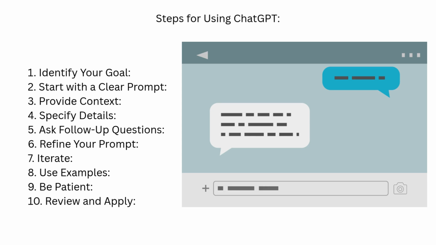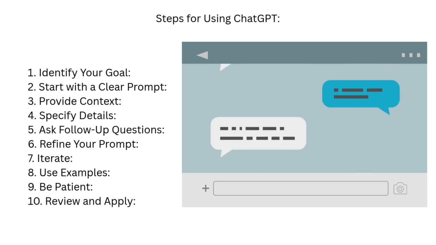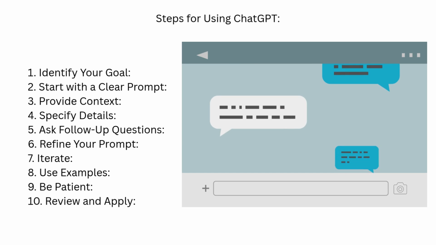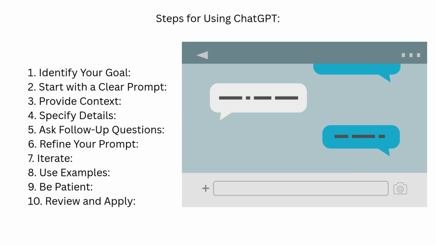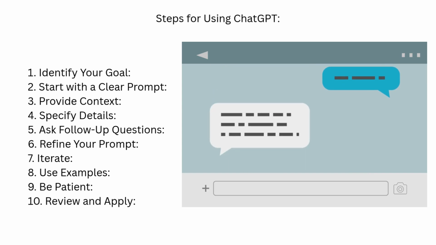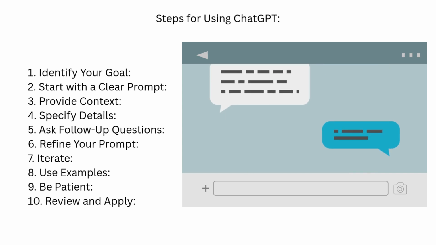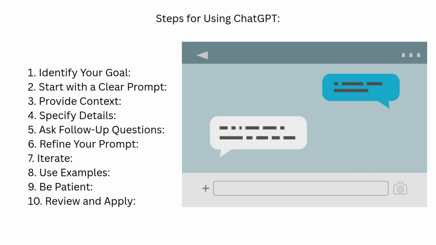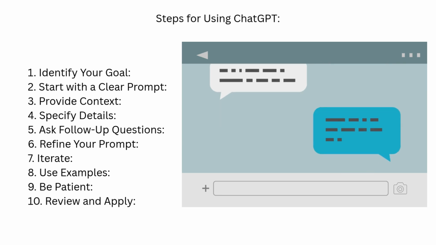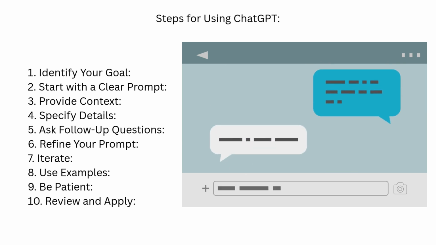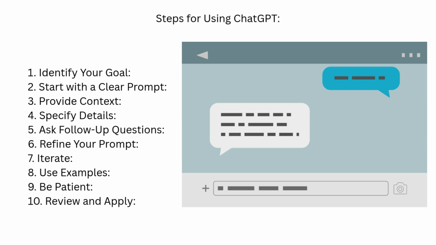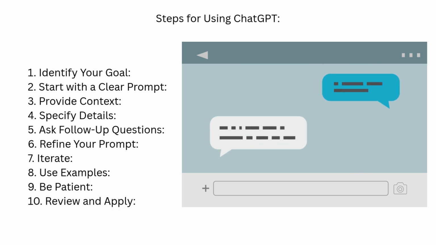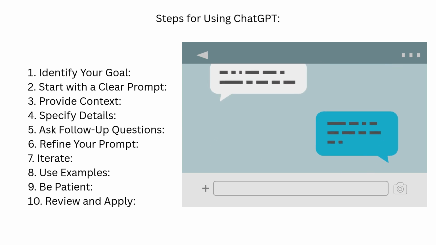Here are general steps specifically focused on prompting when using ChatGPT. 1. Identify your goal. Determine what information or assistance you need from ChatGPT. 2. Start with a clear prompt. Write a concise and straightforward question or request to guide the AI. 3. Provide context. Include any relevant background information that can help the AI understand your request better.